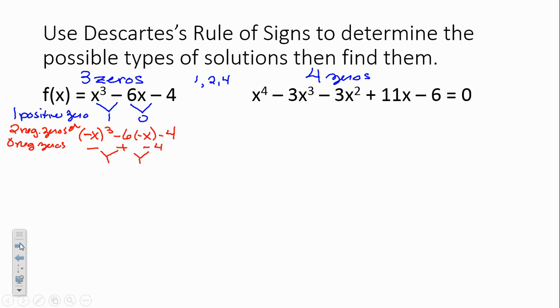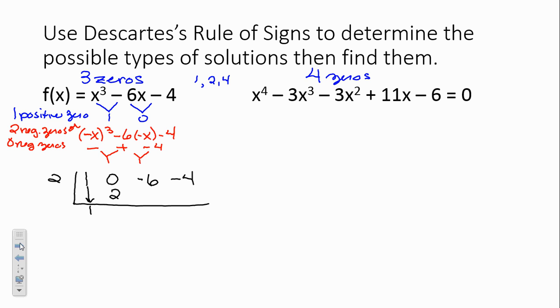So let's do that. Writing our coefficients out, we have to make sure that we hold the place for what? X squared, because there is no x squared. So we've got a 1 for x cubed, no x squareds, negative 6x's, and negative 4. Which zero do we want to try first? 2. Trying 2. So when we take our 1 down, 2 times 1 is 2.